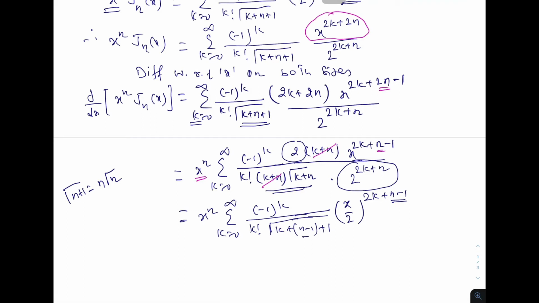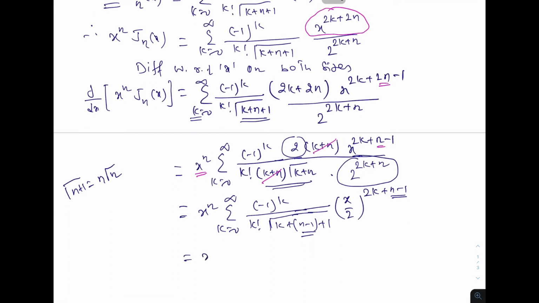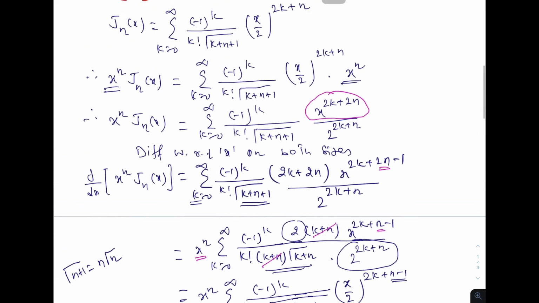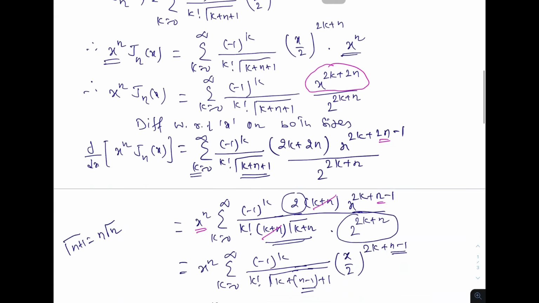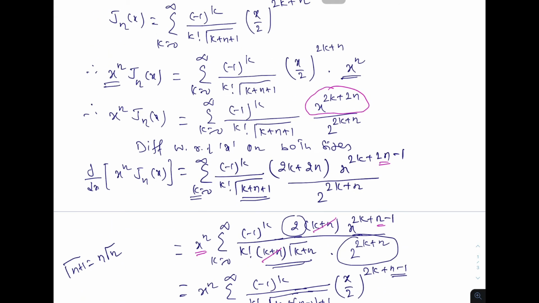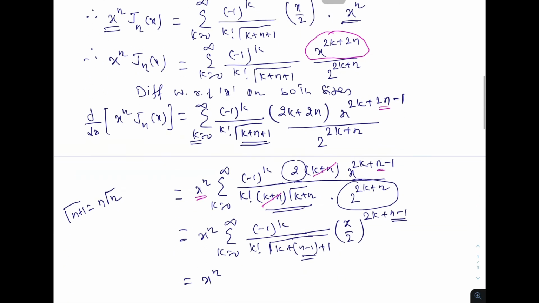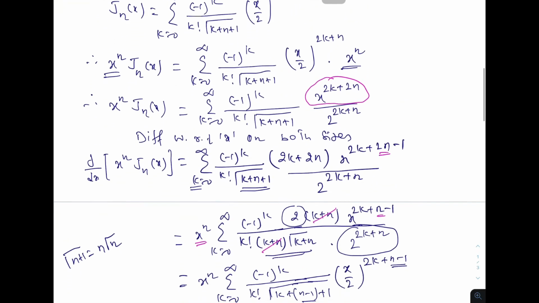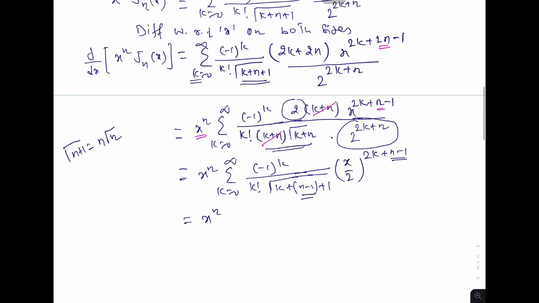Now see, this is n minus 1, this is n minus 1. So that is the standard formula of Jn, and Jnx is this one: minus 1 power k by factorial, gamma k plus n plus 1, but here k plus n minus 1 plus 1, and x by 2 power 2k plus n. So this is nothing but J n minus 1 x.